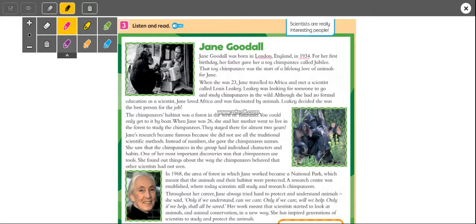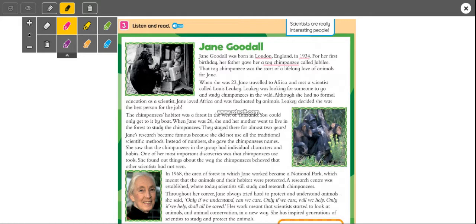1934. Excellent. Okay, what did her father give her on her first birthday? Yes, good. A toy chimpanzee. What does this mean? Excellent. Her father gave her this present, and this present makes her love the animals. She loved the animals very much.